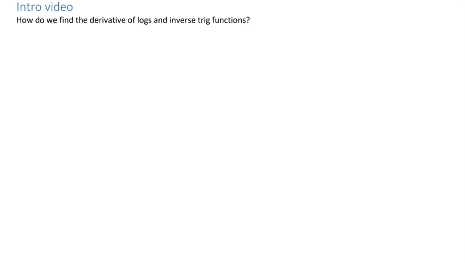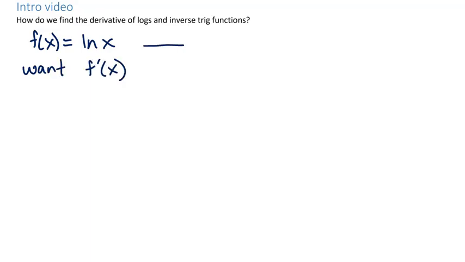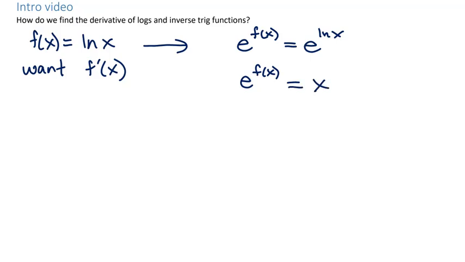We're going to say f of x is equal to the natural log of x, and we want to find f prime of x. So using the fact that we know the inverse of the natural log of x, we're going to rewrite this. The inverse of natural log of x is e to the x, which means we can exponentiate both sides of this equation. It's the same tool we use to solve log equations. And e to the f of x is what it is, but e to the natural log of x is just x. Whenever you compose a function with its inverse, you get back x.